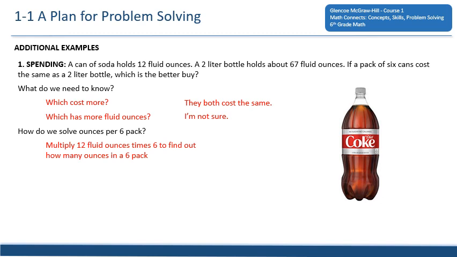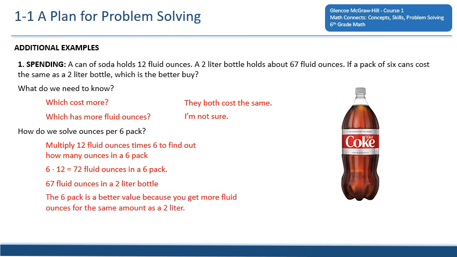So we know each can has 12 ounces, so we're going to multiply 12 fluid ounces times 6 to find out how many ounces in a 6-pack. So 6 times 12 equals 72 fluid ounces in a 6-pack. There are 67 fluid ounces in a 2-liter bottle. The 6-pack is a better value because you get more fluid ounces for the same amount as a 2-liter.